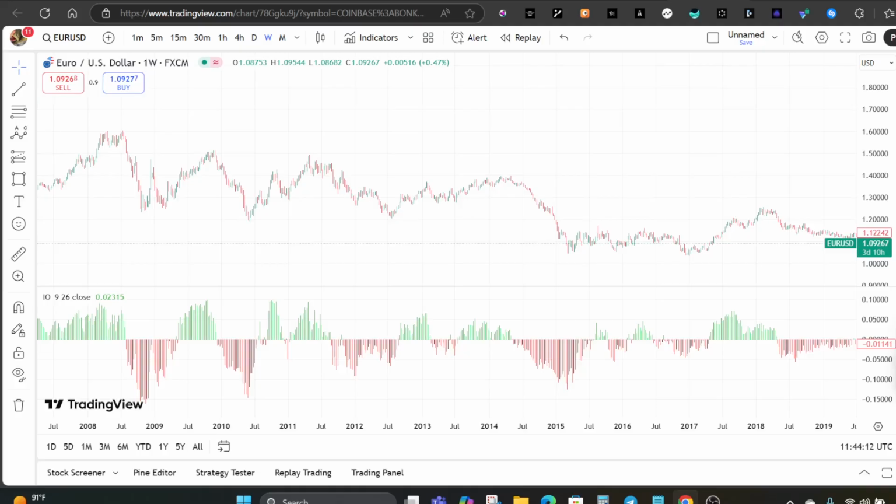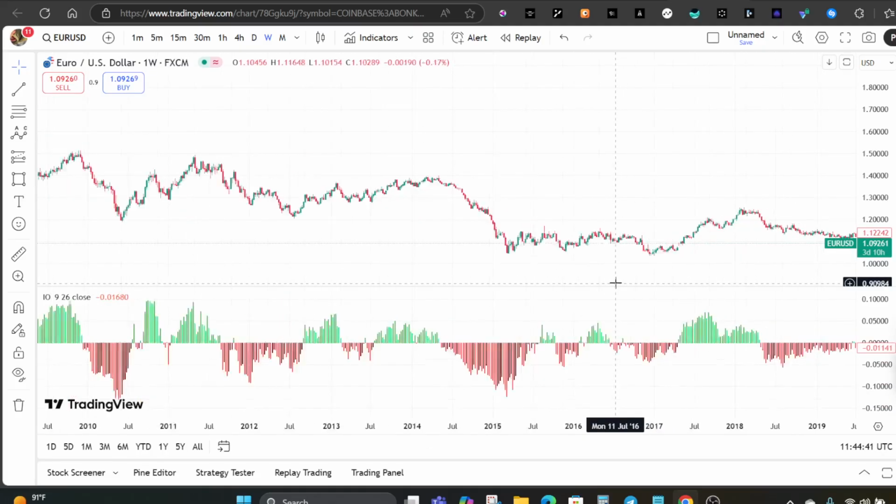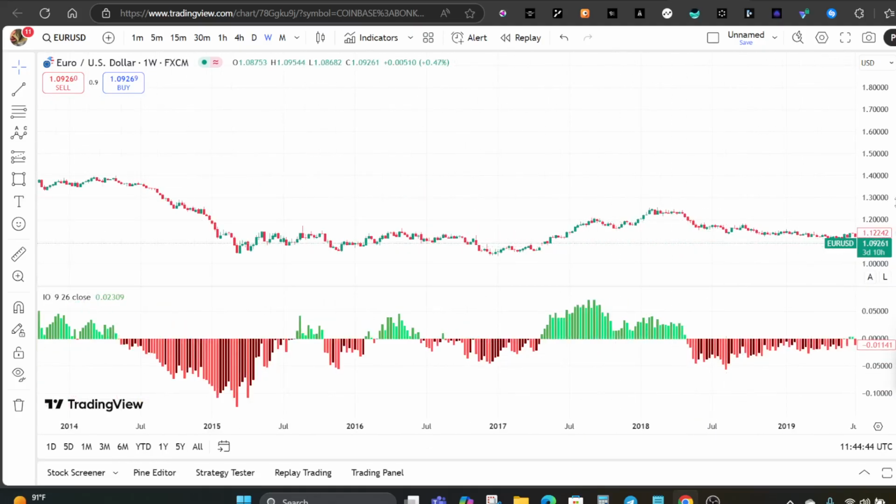In this video, we are going to be discussing the Ichimoku Oscillator. Now, this indicator is a nice tool that helps traders to analyze market momentum, trends, and potential reversals. So if you have used the Ichimoku Cloud before but found it a bit complex, this oscillator gives you the same insights in an easier to read format.